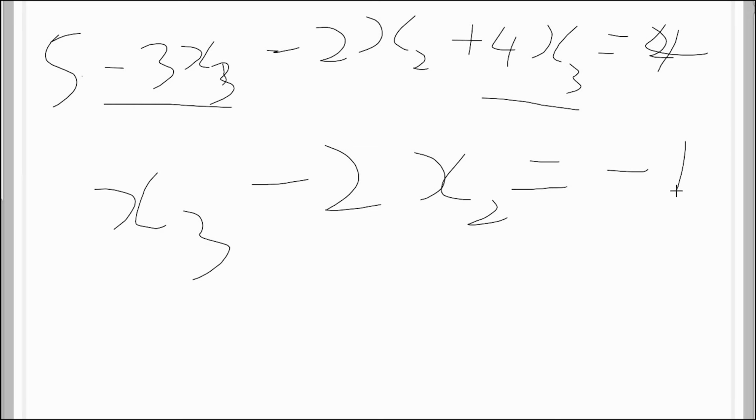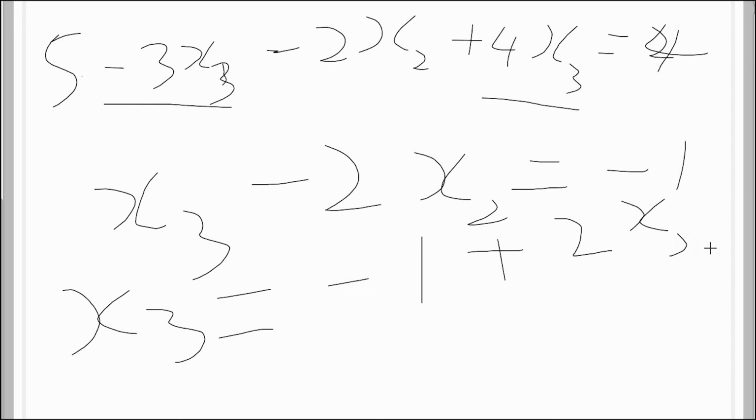So that's equal to minus 1. Yeah, that's equal to minus 1. Then what else do we have? Then we subtract 2x2 from both sides. So that's x3 equal to minus 1 plus 2x2. Oh, sorry. I made a mistake somewhere.